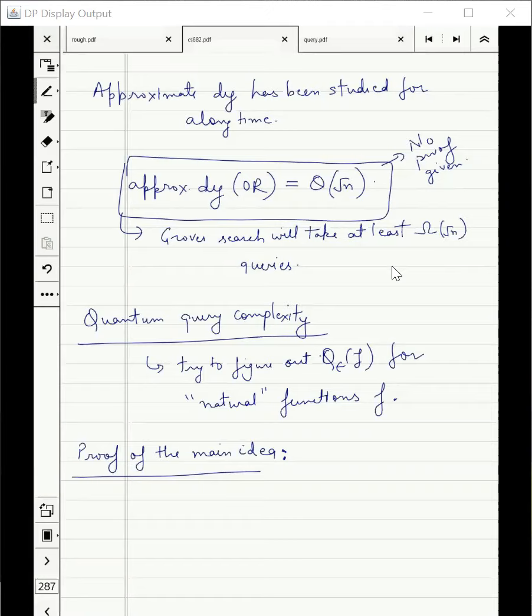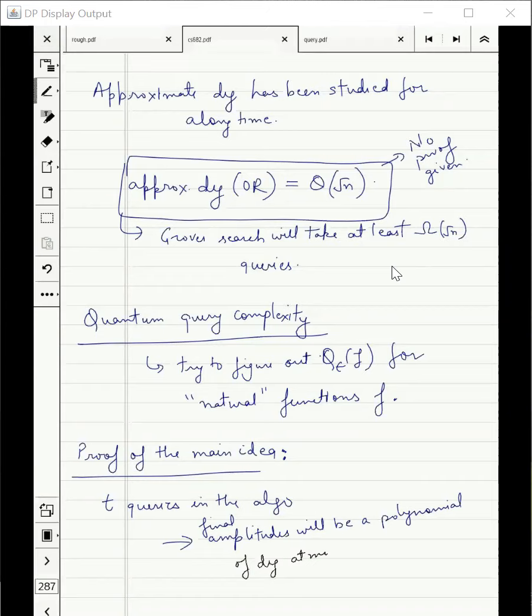Sir, I think we wanted to show that if we have T queries in our algorithm, then finally the amplitude can be written as a polynomial of degree T. Right. The amplitudes, there are multiple amplitudes. Final amplitudes, let's say. Amplitudes of the final state will be a polynomial of degree at most T in the input variables. Good.